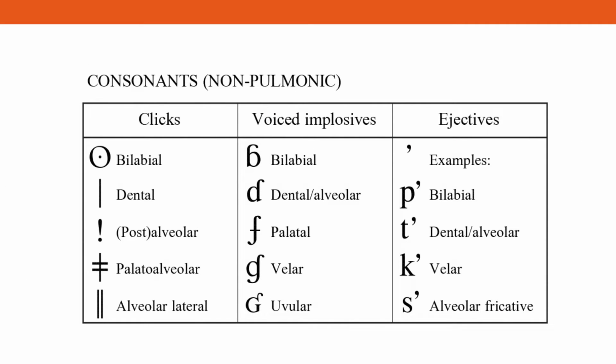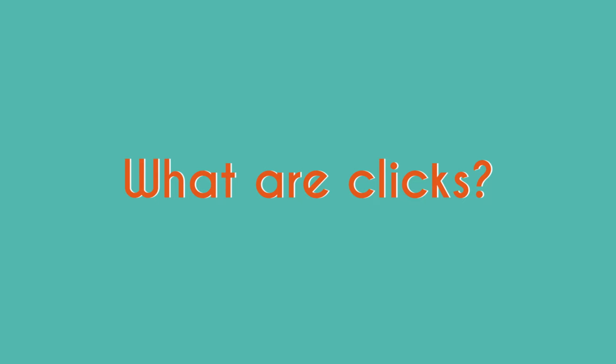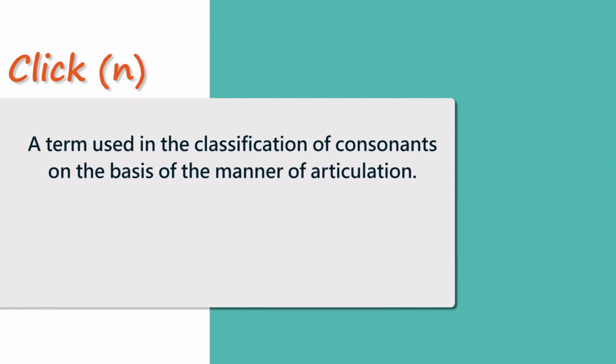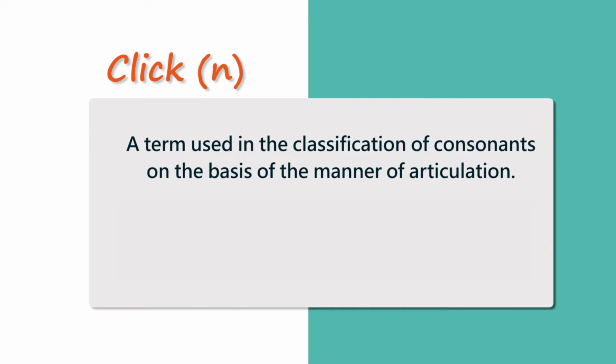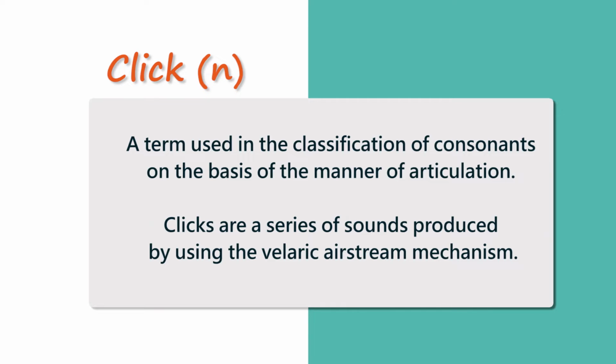And in this table, I'm going to focus on the clicks. So what are clicks? Click, the word click used as a noun, is a term used in the classification of consonants on the basis of the manner of articulation. Clicks are a series of sounds produced by using the velaric airstream mechanism.